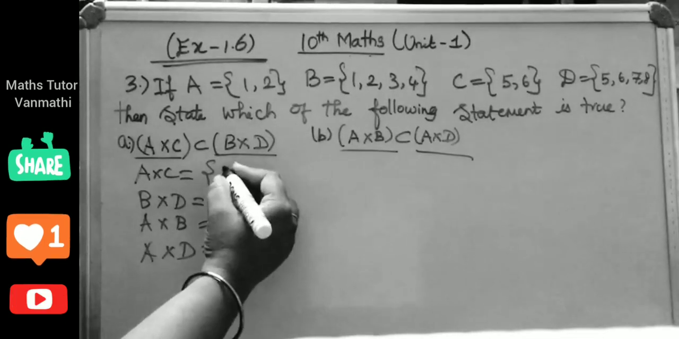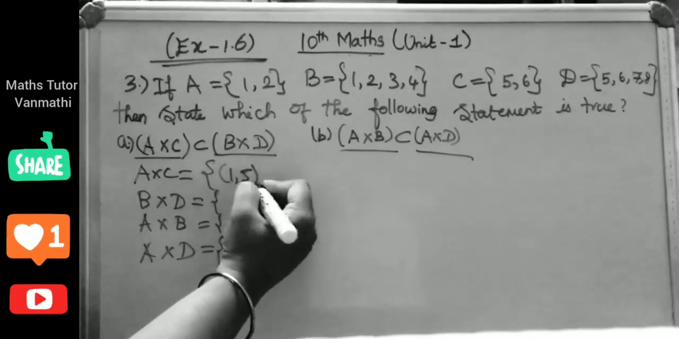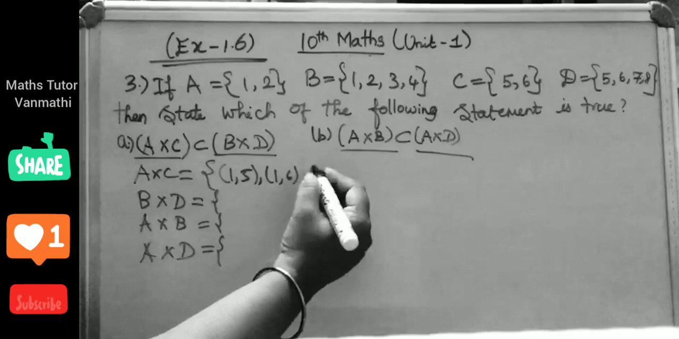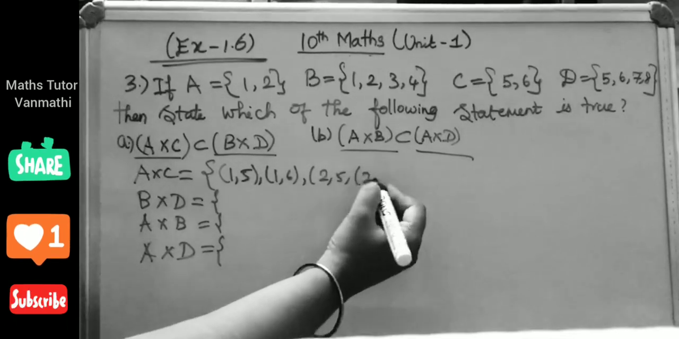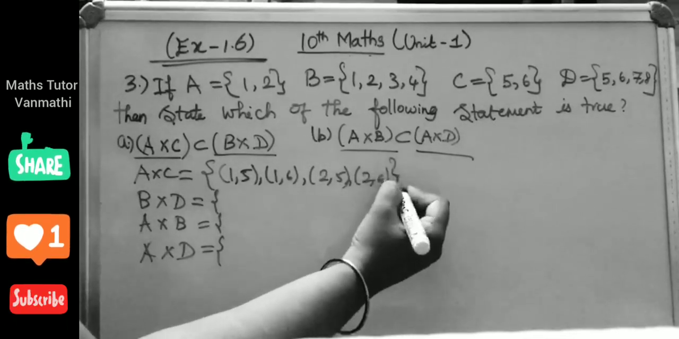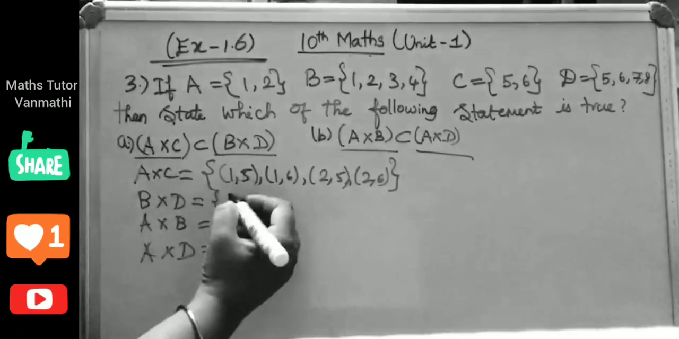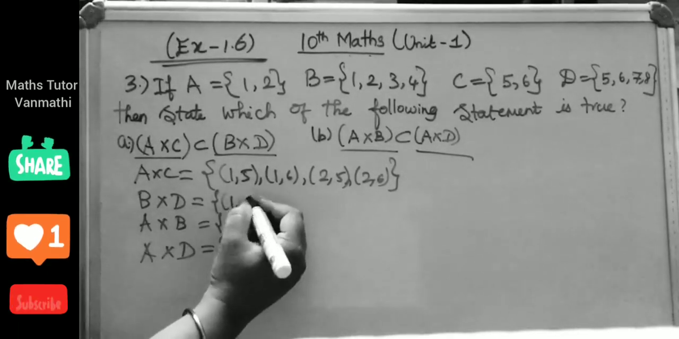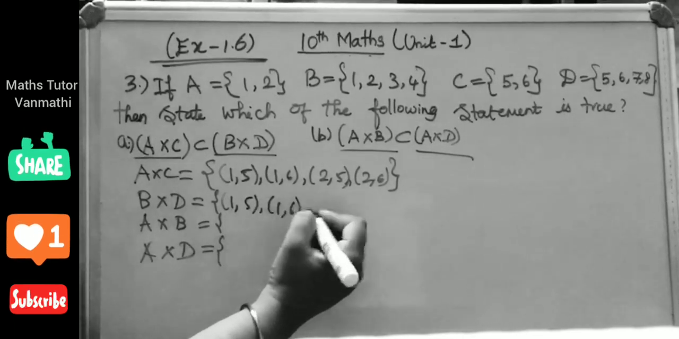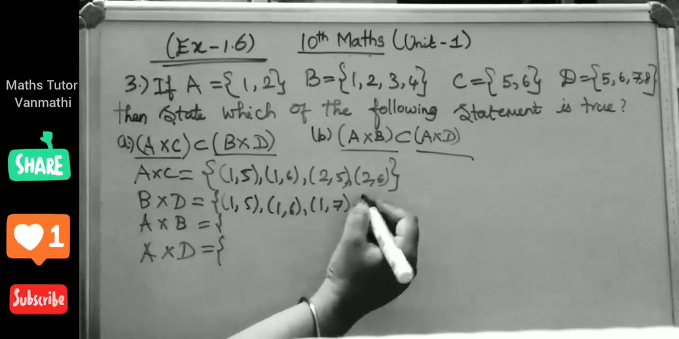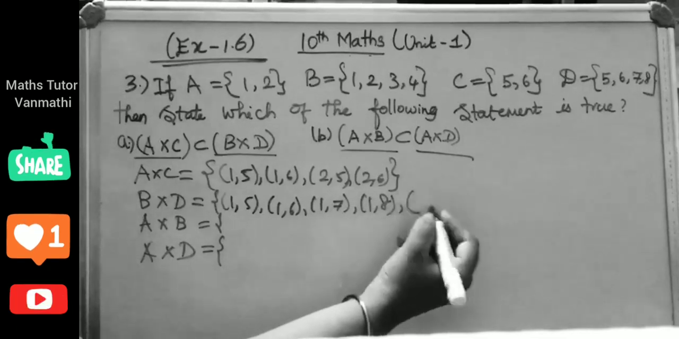Then you will get (1,5), (1,6), (2,5), (2,6). Okay, this is your A cross C. Next, B cross D: (1,5), (1,6), (1,7), (1,8).